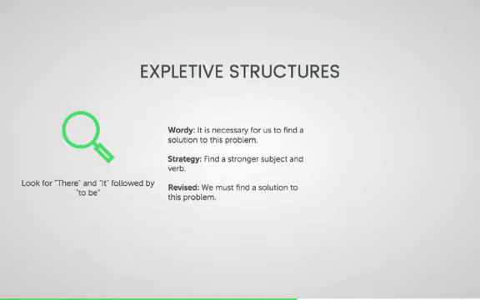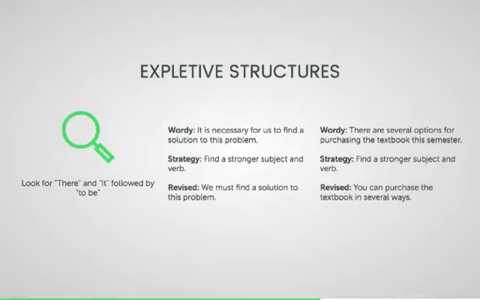Our strategy here is to find a stronger subject and verb. So if we can, let's introduce a stronger subject instead of "it." That's not a very strong subject. And a stronger verb than "is." So our revision here is "we," so that's our stronger subject, "must find a solution." "Must" is our stronger verb, to this problem.